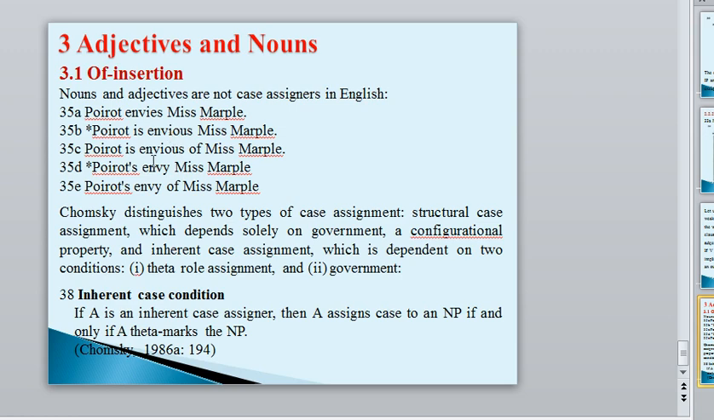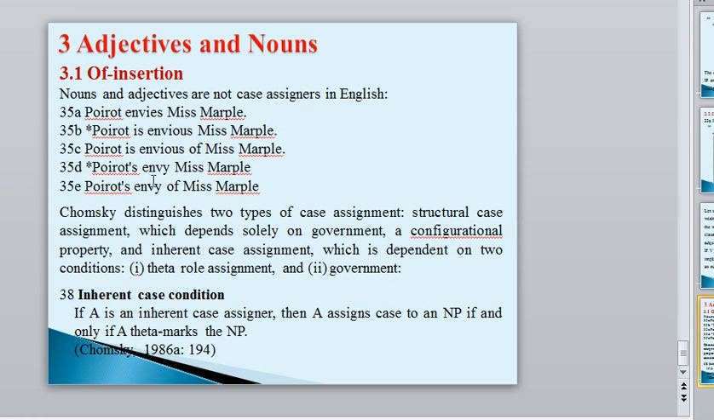So look at another example. Poirot is envious of Miss Marple. We add here a preposition. As I told you, a preposition, like a verb, is a case assigner. So the addition of this preposition solves the problem, and this sentence is okay because we add a preposition which is a case assigner in the English language.